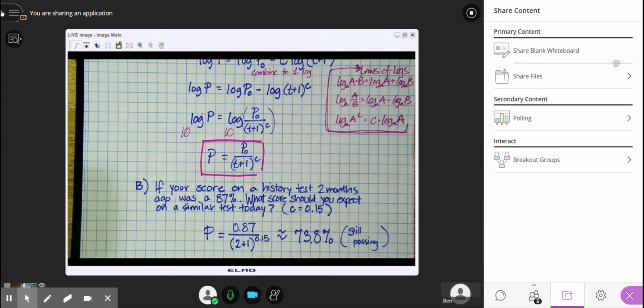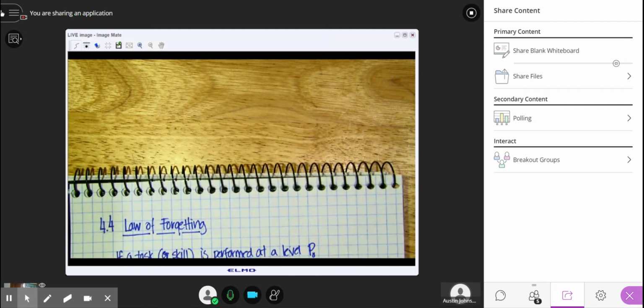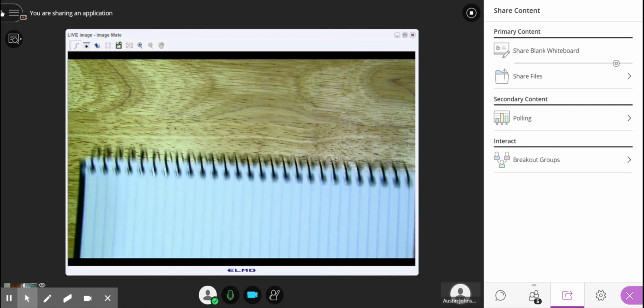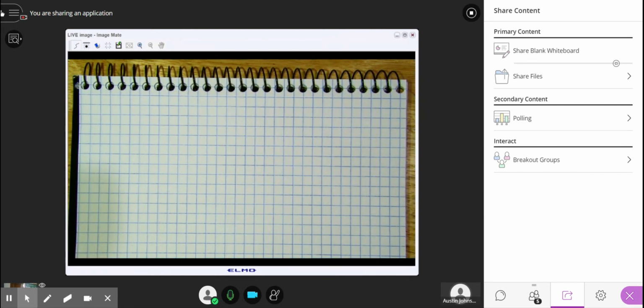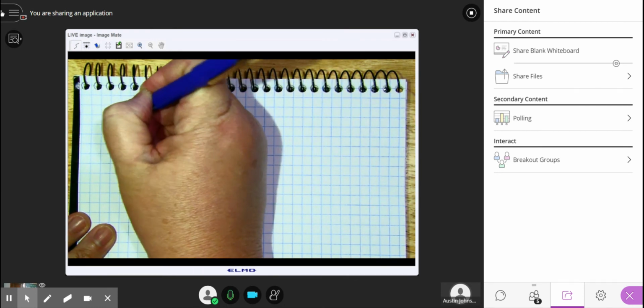Questions on that guy? No. Good with the law of forgetting? I like the law of forgetting. The law of what? Law of forgetting. Because it measures what I've forgotten, good or bad. All right.